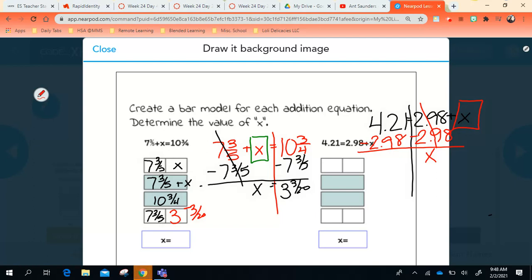4.21 minus 2.98 gives me what? 1.23. So x equals 1.23. Make sure you have this copied in your notebook.